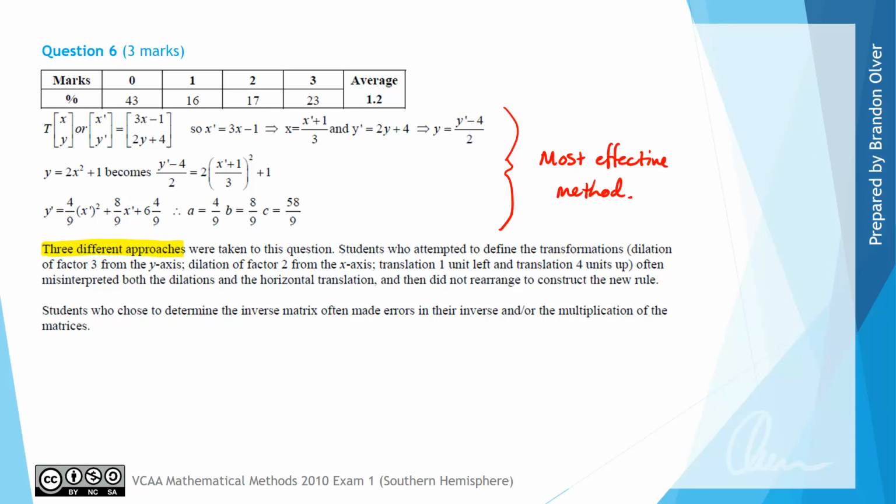So students who attempted to define the transformations based on the matrices often misinterpreted both the dilations and the horizontal translation, and then did not rearrange to construct a new rule, so they would have achieved very few marks in this question. The other method, for the students who chose to determine the inverse matrix, often made errors in their inverses and/or the multiplication of the matrices, so it was much safer just to evaluate the matrix and then plug those new values for x and y into the old equation.